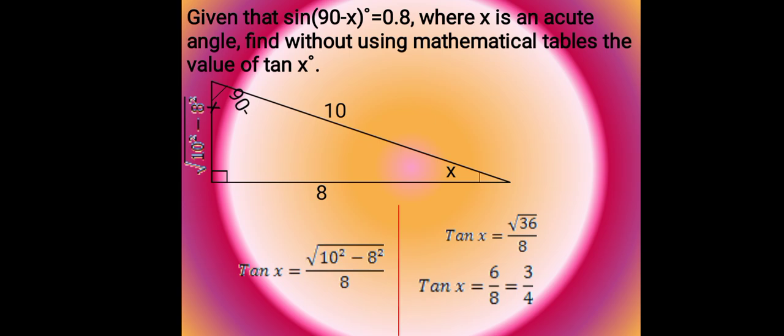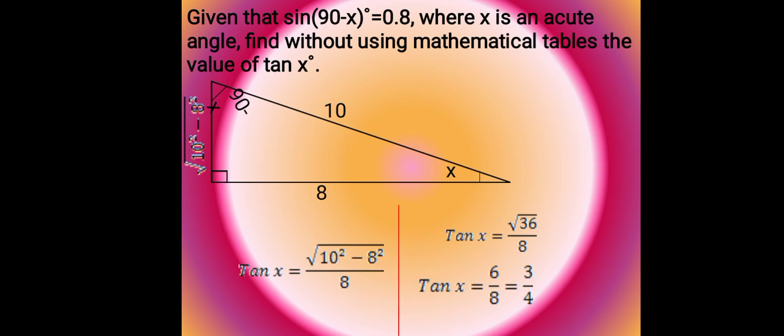Now for sine (90 minus x) to be 0.8, it means that one side is 8 and another side is 10. You know that sine theta is the opposite side divided by the hypotenuse. So the opposite side must be 8, the hypotenuse must be 10 to get 0.8. Now I've sketched, look at sine (90 minus x). The opposite side is 8, the hypotenuse is 10.